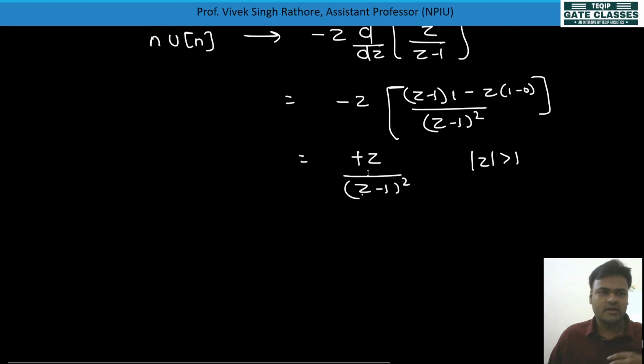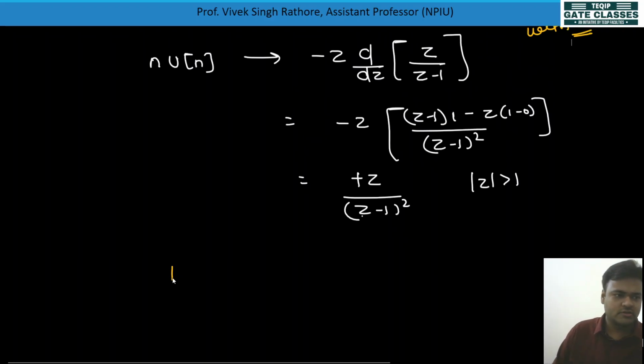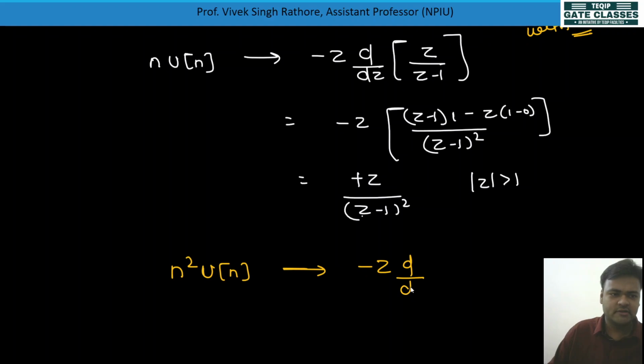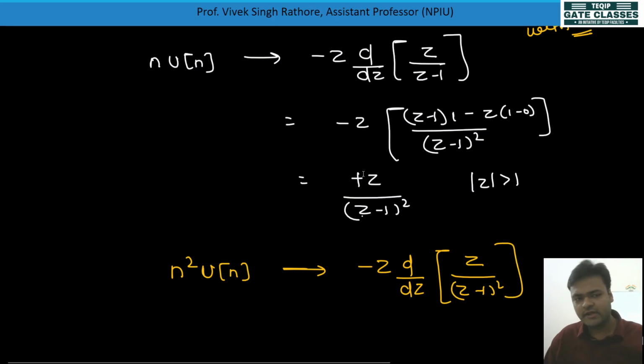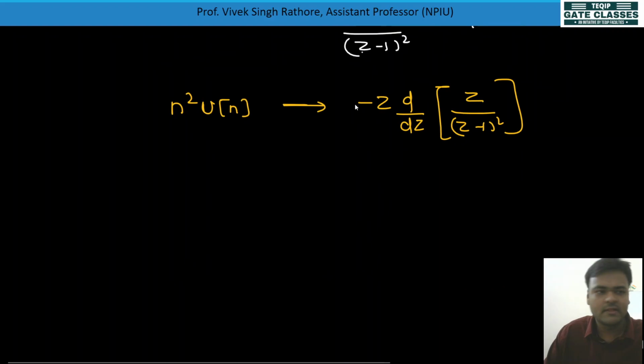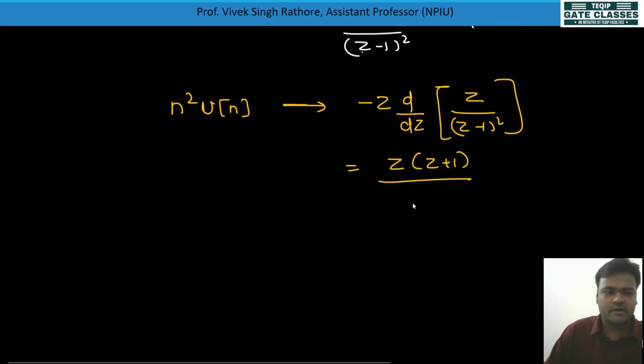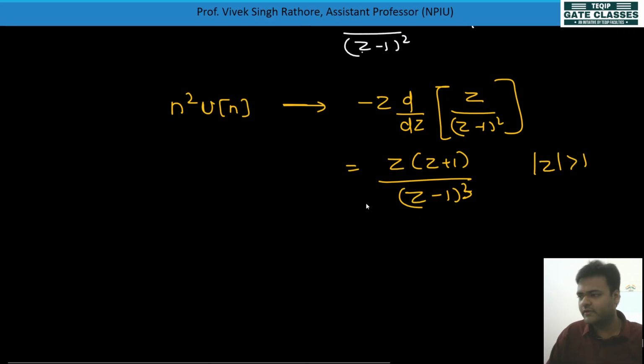So this is there. If we see n square into u of n, what will you get? n square u of n is minus z d by dz of z by z minus 1 whole square. Now we need to take this value, we need to differentiate this value. What we'll get is z into z plus 1, and here z minus 1 whole cube, and mod z is still greater than 1, means the ROC value is greater than 1.